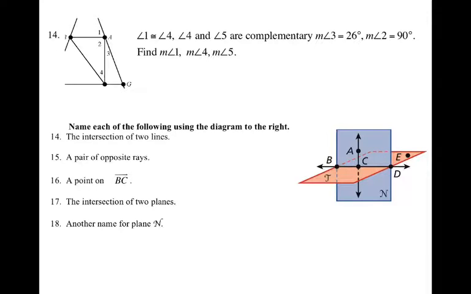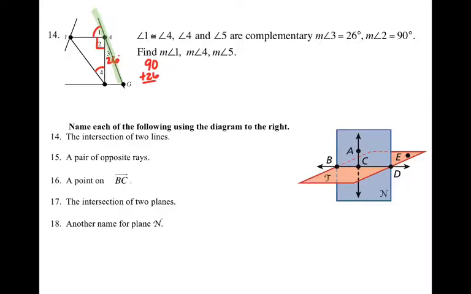Alright, on number 14, it's kind of just a little puzzle. You have to piece it together. And it tells you angle 1 is congruent to angle 4. Angles 4 and 5 are complementary. And it tells you angle 3 is 26 degrees. So 26, and then angle 2 is 90, okay? Well, if you put angle 1, angle 2, and angle 3 all together, they form a straight line. That means they're going to add up to be 180. So 26 plus 90 plus something equals 180.